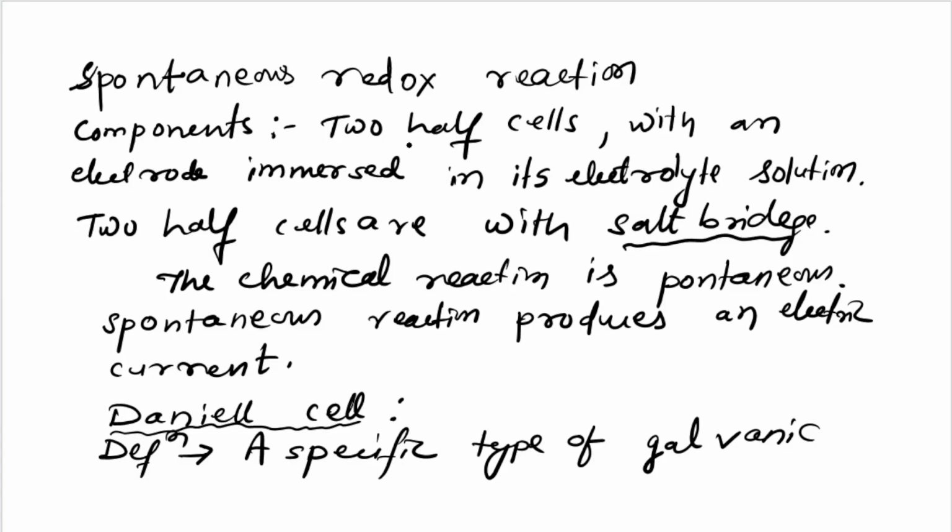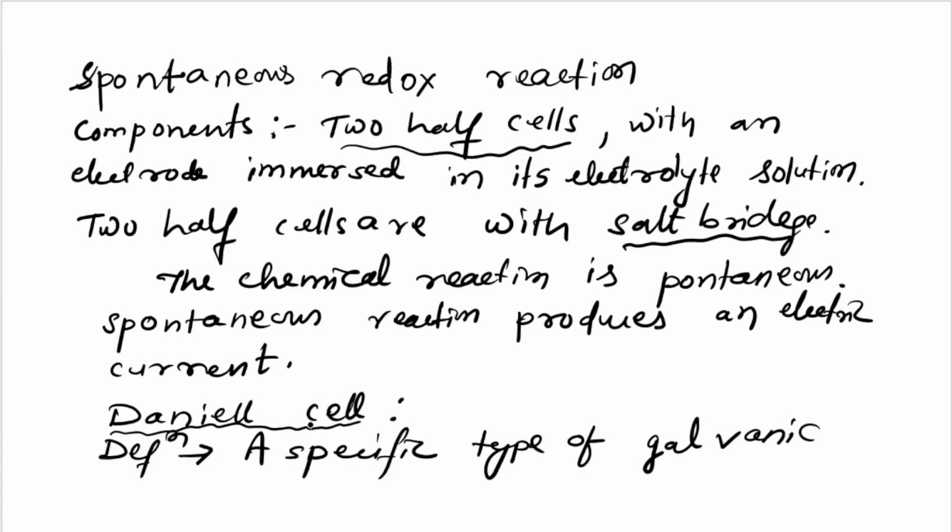So here two half cells should be there. One is called a half cell, and two half cells are there. The chemical reaction is spontaneous and also a redox reaction, and the spontaneous reaction produces an electric current, and this spontaneous reaction is the type of redox reaction.